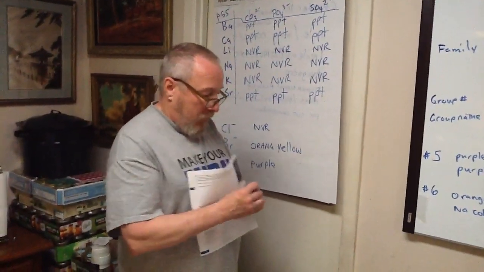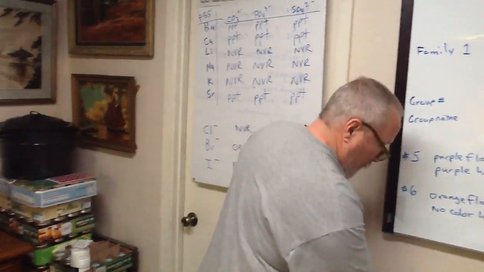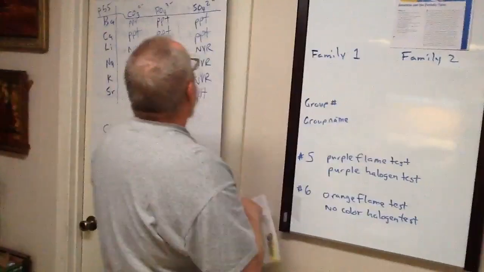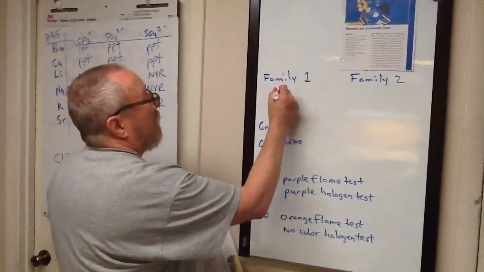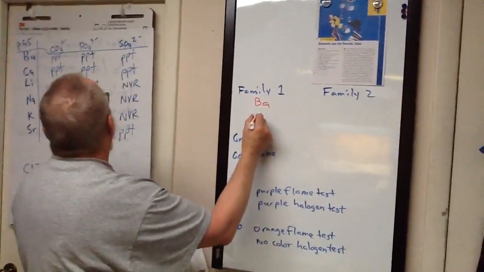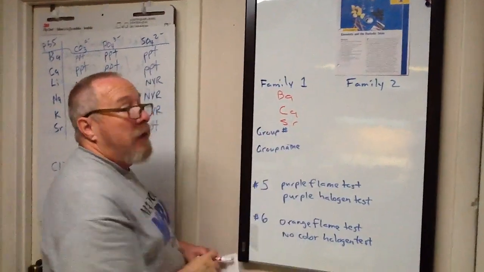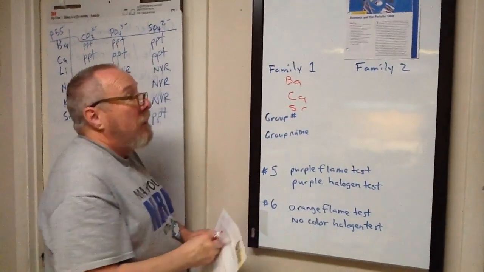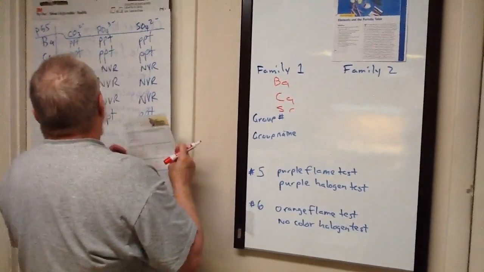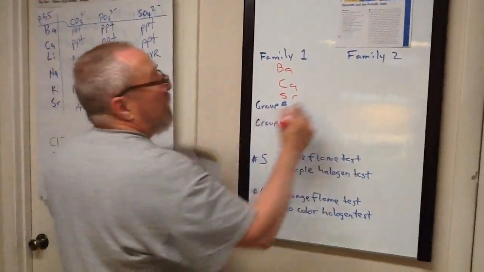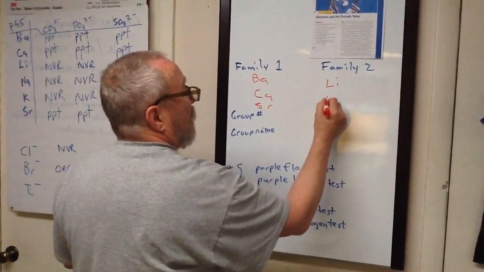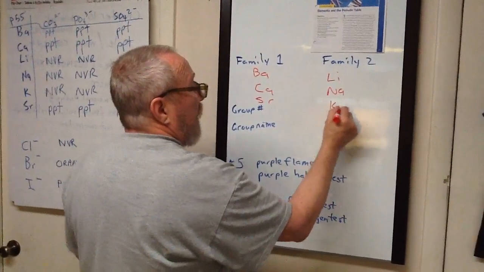So, to answer question 2, look, some of them gave a precipitate: barium, calcium, and strontium. And some of them didn't: the lithium, the sodium, and the potassium.